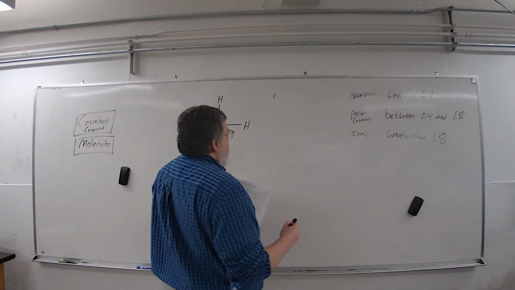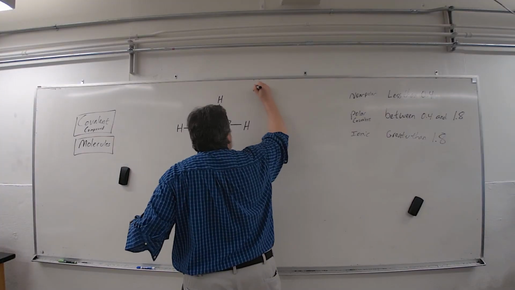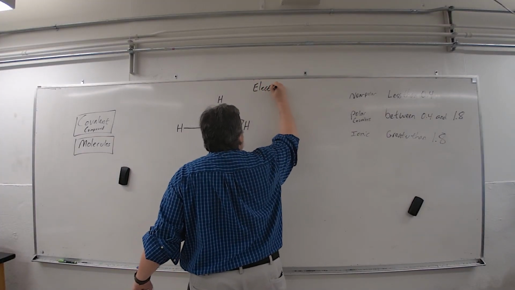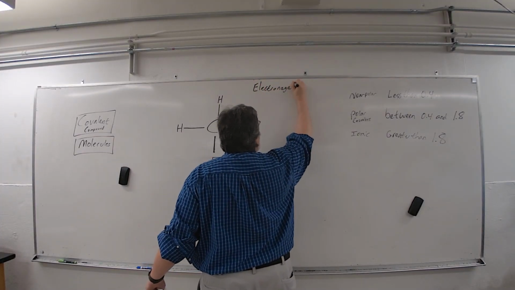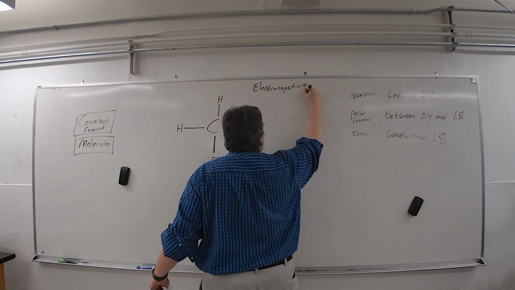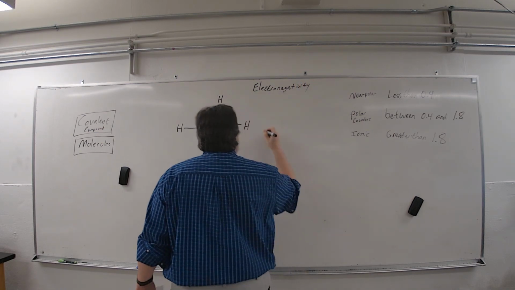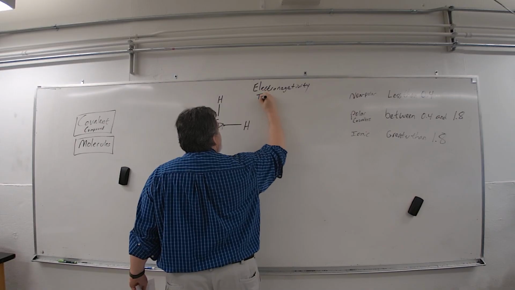All the atoms in the periodic table have what we call electronegativity.